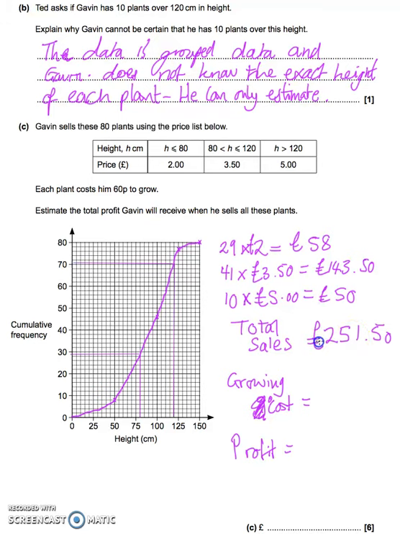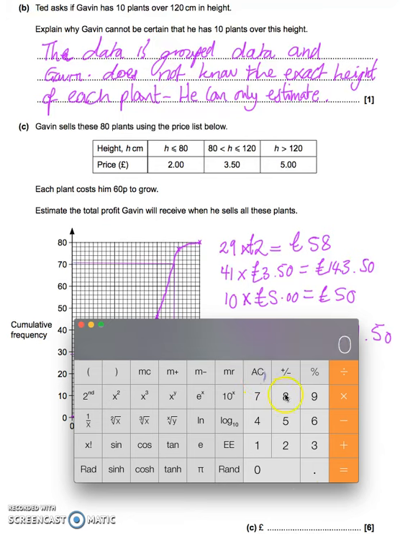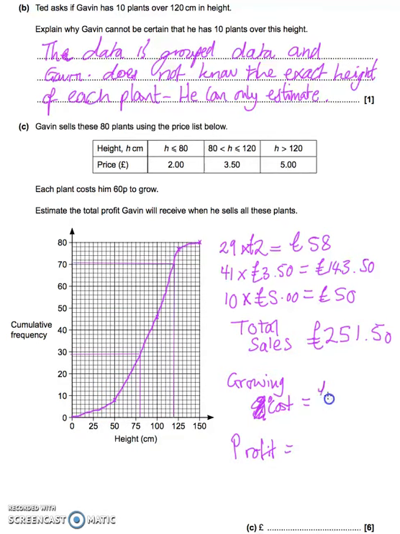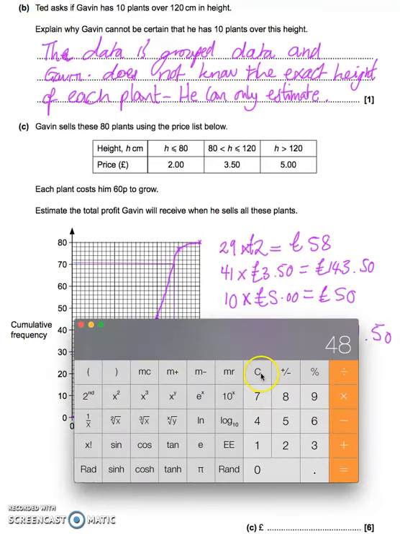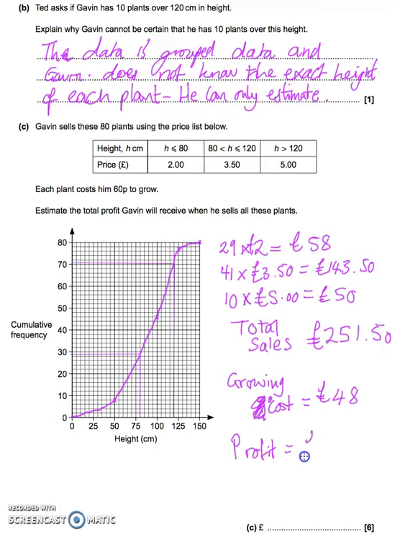£251.50. The growing cost, if we calculate the growing cost, it is 80 plants multiplied by 60p. That gives us £48. So all we have to do is do 251.50, take away the 48. So 251.5 minus 48 equals £203.50. And that will be the answer.